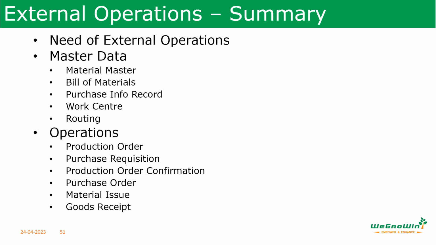So we discussed what is external operation, why do we need it, and what are the master data we need, like a material master, bill of material, purchase info record, work center, routing. Then we covered the operations involved in this external operation, like creation of the production order, purchase requisition, purchase order conversion, and then production order confirmation, material issue, goods receipt, all these steps.